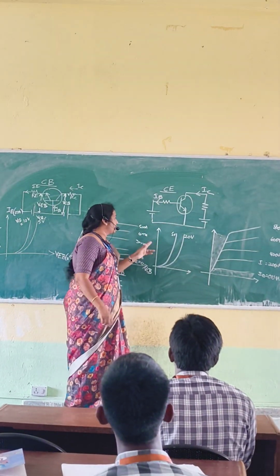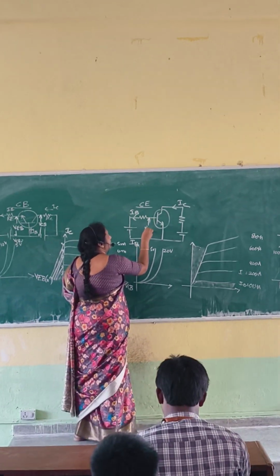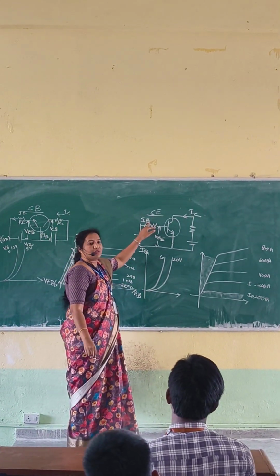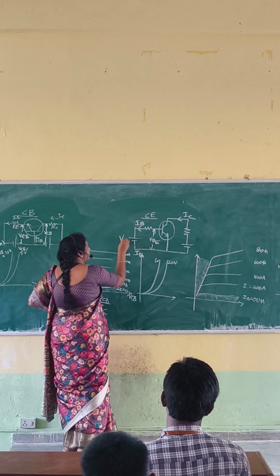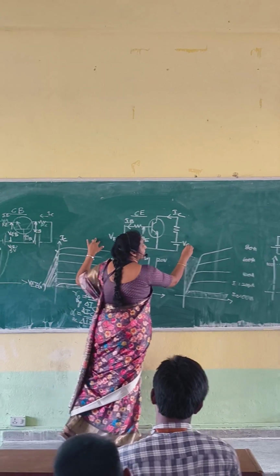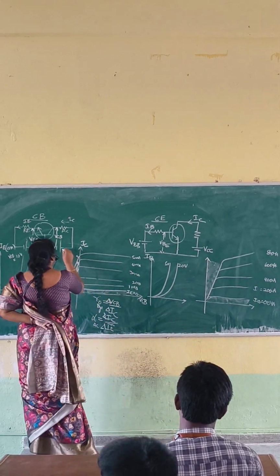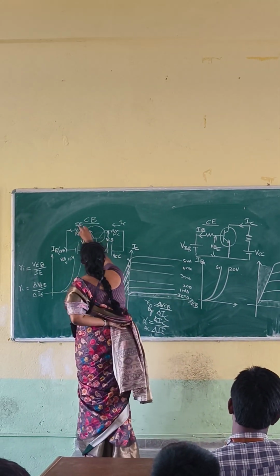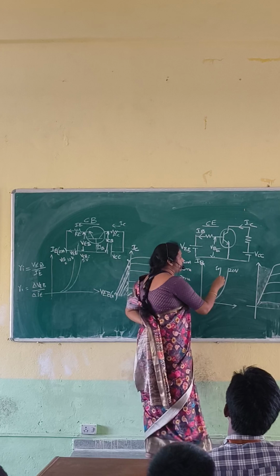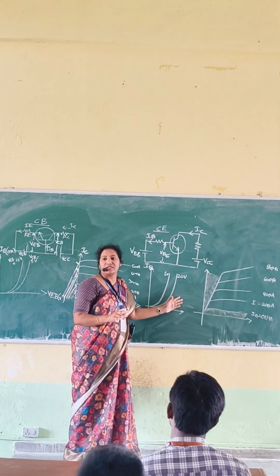Now when base is your input current, this is the graph between input current and input voltage, so VBE. Now what is the supply voltage? When you are giving a supply to the base terminal, it will be VBB. What is your supply when you are giving to the collector? This is VCC. What is the emitter supply voltage? VEE. Right?